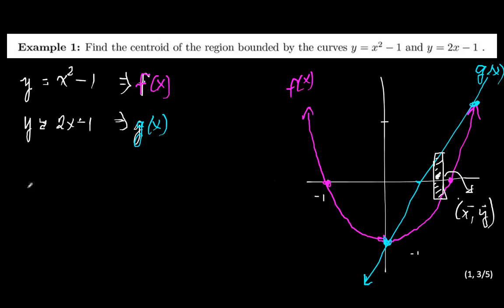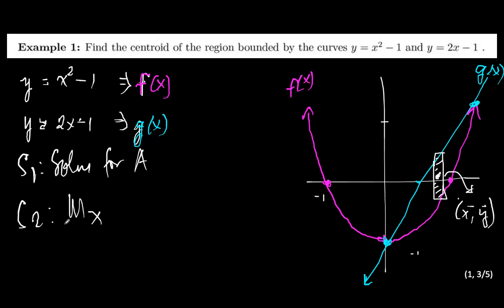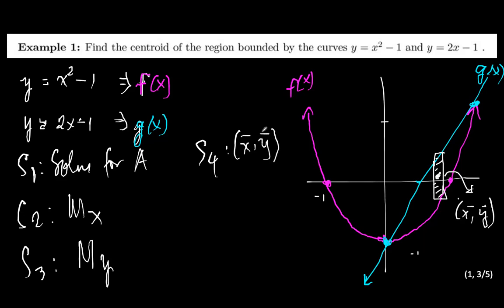Okay, so now let's identify the steps for us to find the centroid. Step number one, we need to find the area. Step two, solve for M sub x, or the moment about the x-axis. And step three, the moment about the y-axis, or the M sub y. Okay. And step number four, we have to solve for the centroid with the use of the formula here. All right.